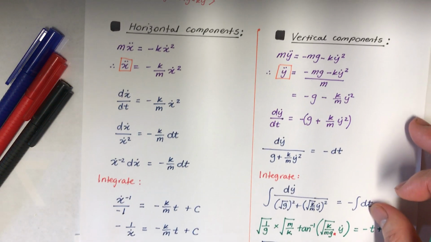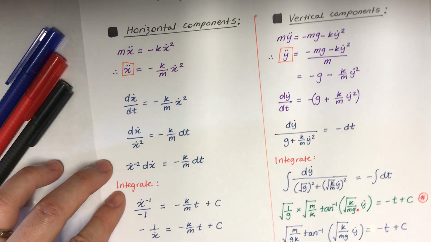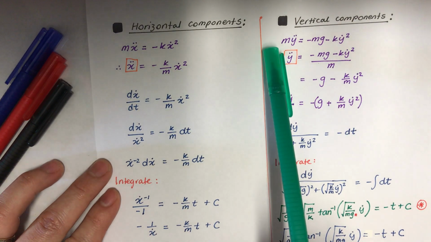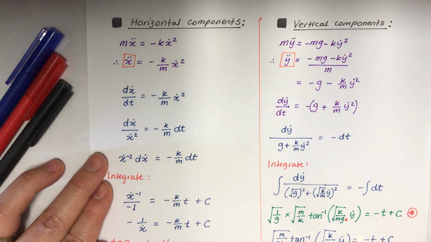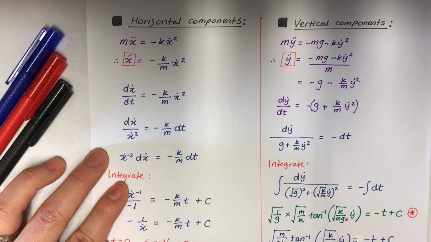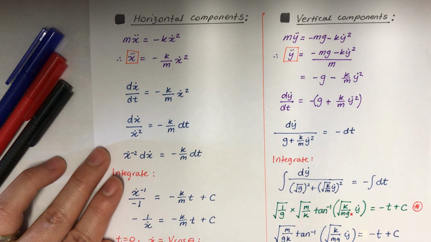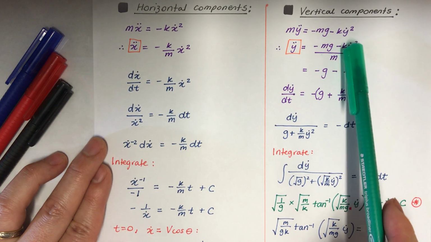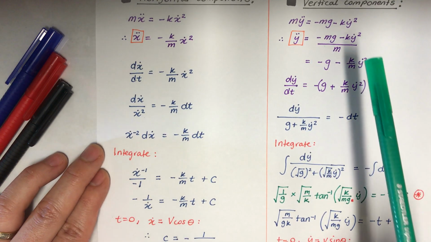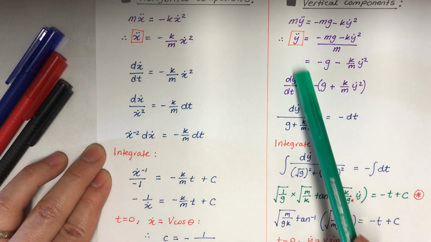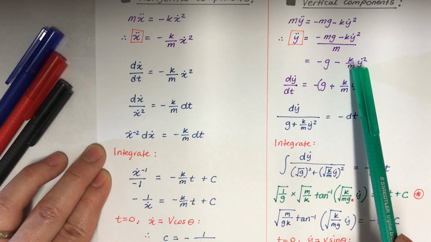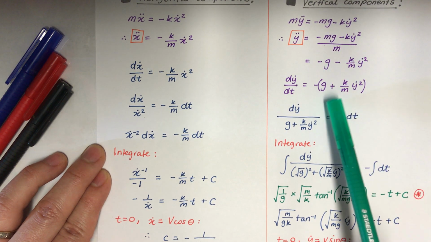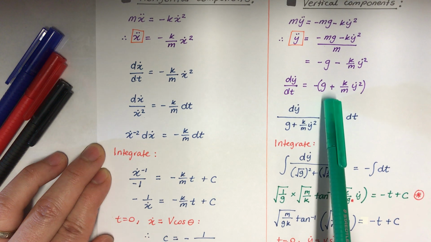Now let's have a look at the vertical components. We'll start exactly the same as the linear drag model. It's not a huge difference, except it's squared. That's all. This time I'm going to use this expression. It's just easier for me, and then you will see why.